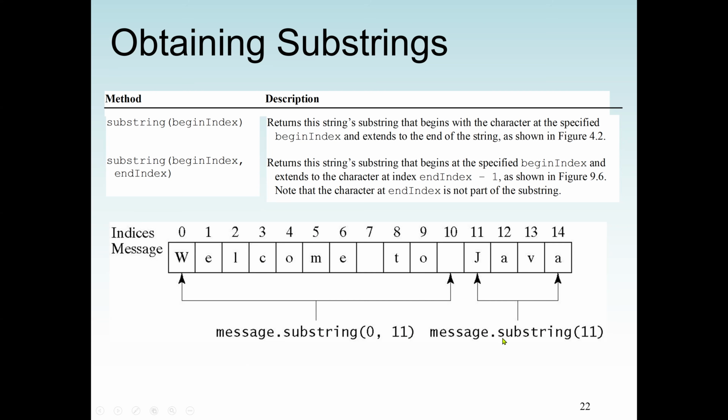Now here we have message.substring(11). That means the beginning will start from 11, and from 11 to the end, which is 14. So message.substring(11) will return Java. Then from 0 to 11, it gives us "Welcome to " with a space also. As we said, space is also counted as one character.